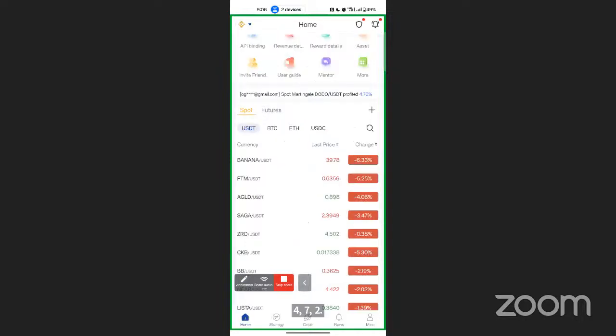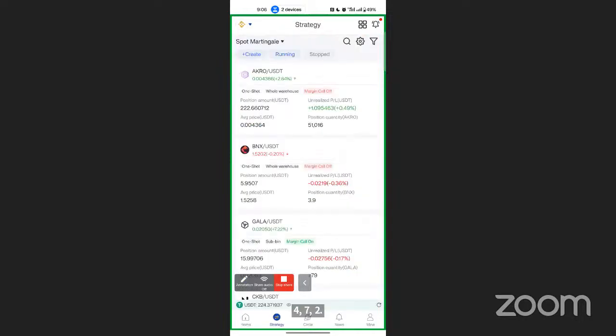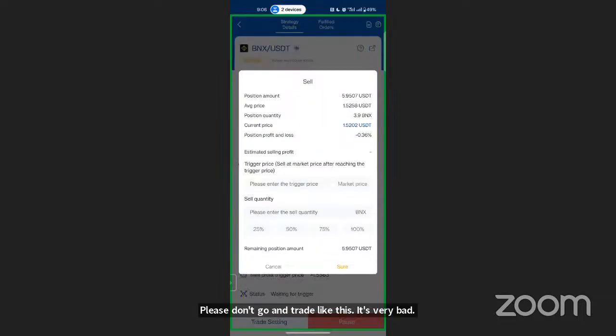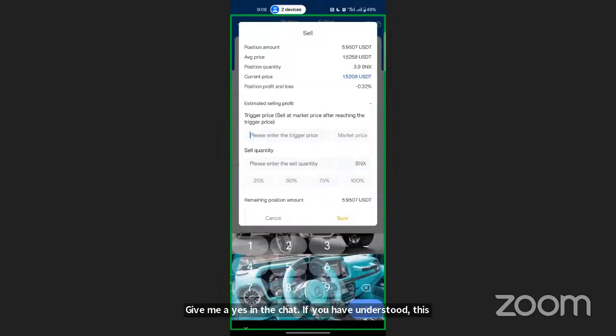Please don't go and trade like this. It is very bad. Give me a yes in the chat if you have understood. This is very bad behavior. Don't trade like I'm trading. Me, I'm just teaching. Then I tap sure. So once the coin hits this price, my robot will sell.